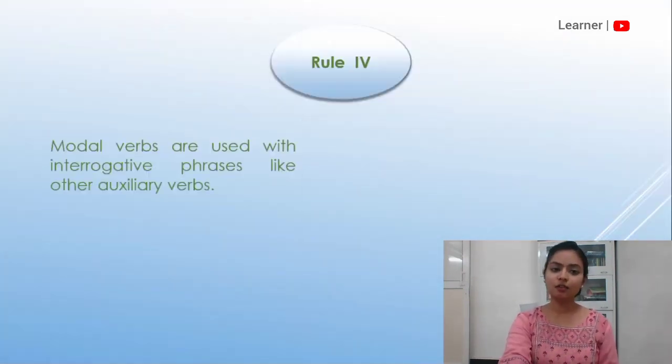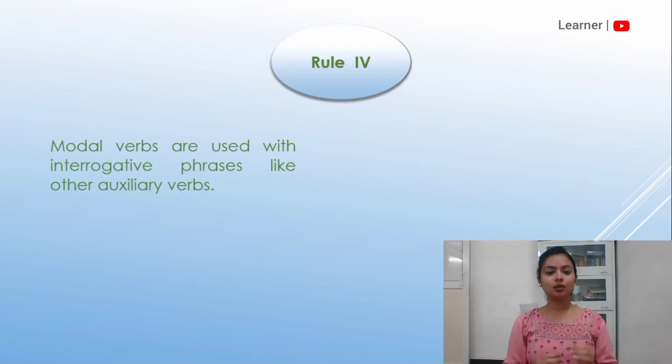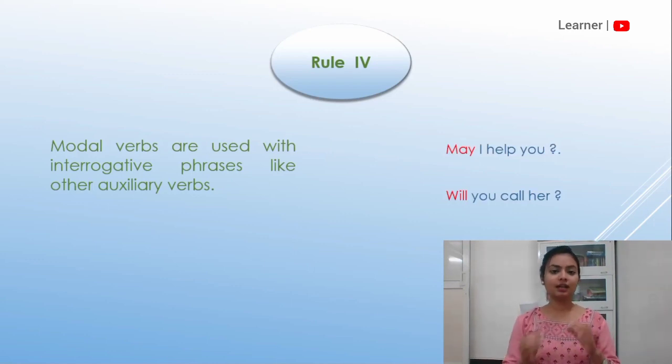The last and fourth rule. Modal verbs are used with interrogative phrases like other auxiliary verbs. तो अब हम interrogative phrases कैसे बनाएं? question mark वाले sentences यानी प्रश्न पूछते समय हम modals का use कैसे करें? इसका form होता है modal verb plus subject plus verb. For example, May I help you. May is the auxiliary, I is the subject and help is the verb.